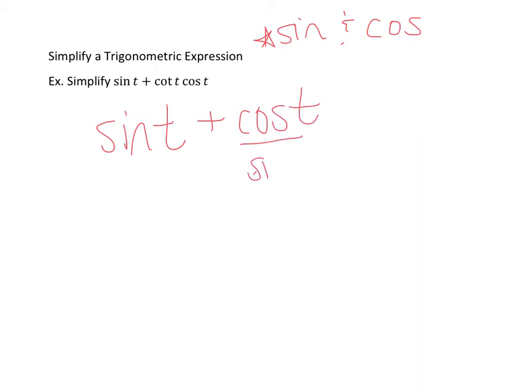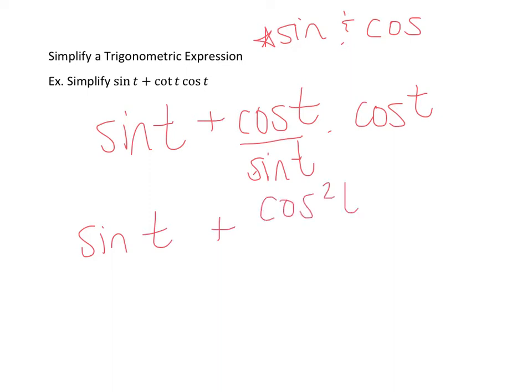Okay, let's do a little bit more simplifying. One rule you can go by on simplifying is if you can break everything down into sine and cosine, you can usually cancel a lot out. So I'm going to keep my sine t plus, I'm going to replace cotangent t with cosine t over sine t, times cosine t. So now I have sine t plus cosine squared t over sine t.